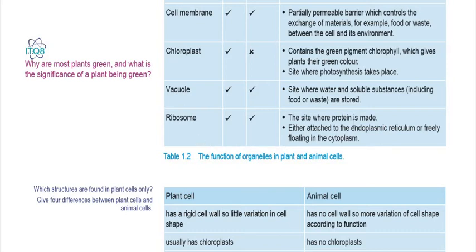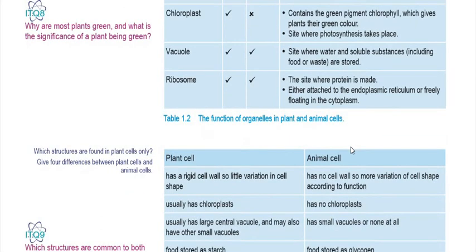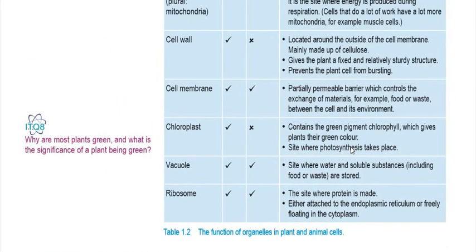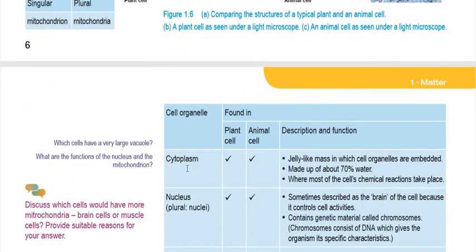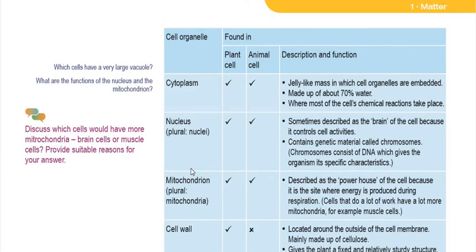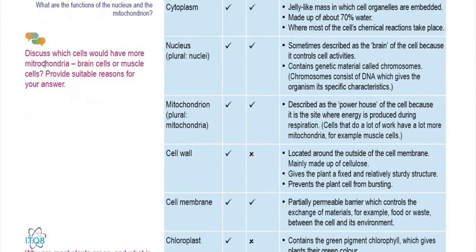Ribosomes is the site where protein is made, either attached to endoplasmic reticulum or freely floating in the cytoplasm. Alright, so that's the function of the organelle. And when they're talking about organelles, they're talking about the different parts in the plant, right? So if they ask you to name some organelles, it's not no fancy word. It's the parts of the plant they're basically asking you to label or name, right?